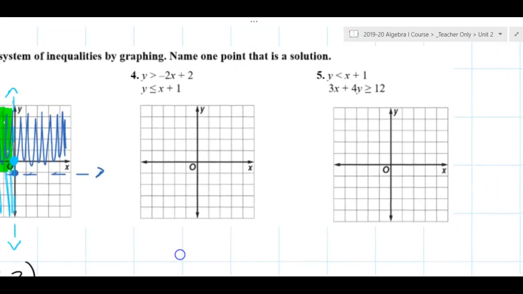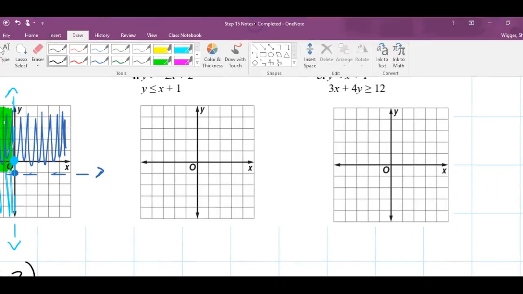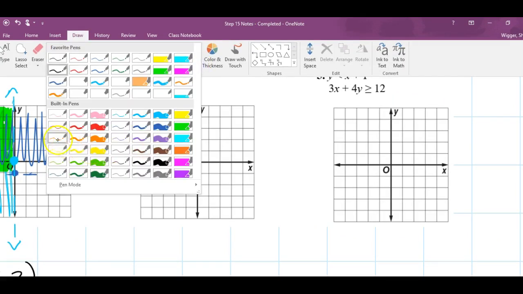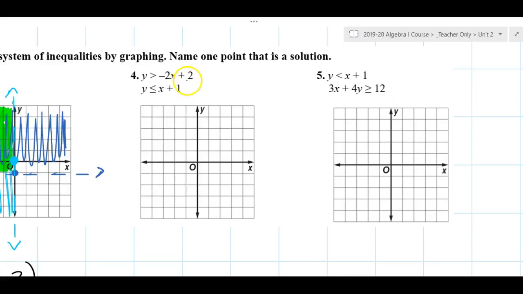All right, number 4. Y is greater than negative 2x plus 2. I need to start at the positive 2 on the y-axis. My slope is negative 2. So I can go down 2, right 1, down 2, right 1, or up 2, left 1. I can only go in one negative direction. Again, I need a dotted line.